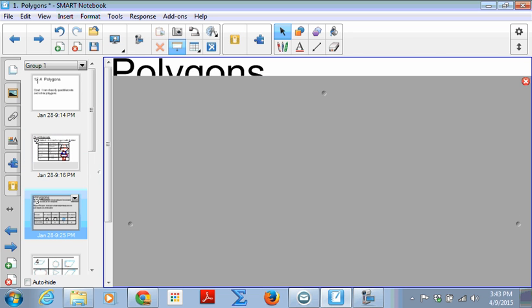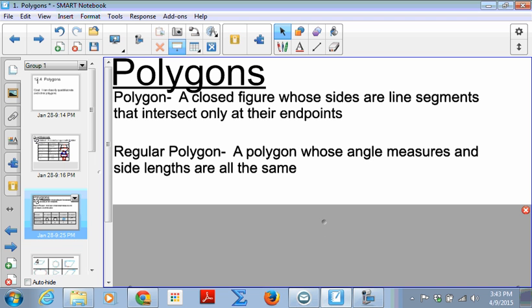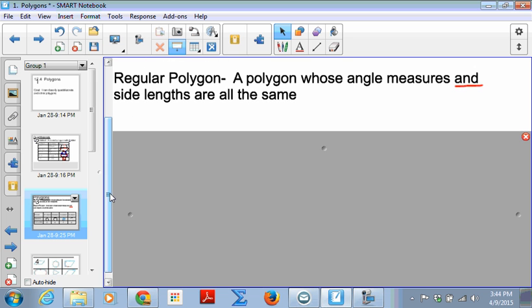Here we have other polygons we're looking at in this lesson. So a polygon is a closed figure whose sides are line segments that intersect only at their endpoints. Polygons are shapes. Okay? Plain and simple definition, they're shapes. A regular polygon is a polygon whose angle measures and side lengths are all the same. So if we think back to our last slide, squares are always regular. All 90-degree angles, all sides the same length. Other polygons could be regular. We'll look at that in a little bit.